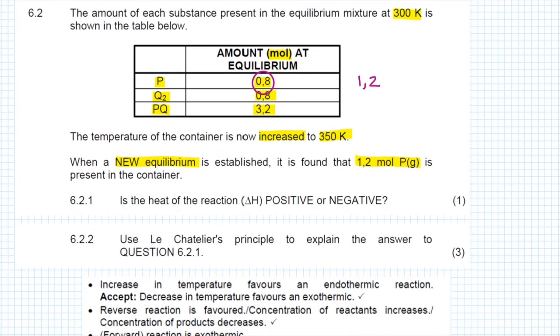Now, question 6.2.1 says, is the heat of the reaction positive or negative? We remember that a positive heat of reaction refers to an endothermic reaction, while negative refers to an exothermic reaction. So we would like to determine if the reaction is endothermic or exothermic. When the temperature is increased, we find that P, a reactant, increases, right? So we end up with more reactant. This is the reactant of the forward reaction at equilibrium.